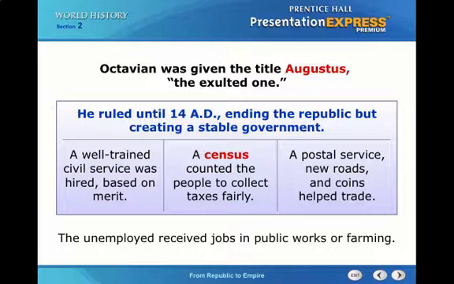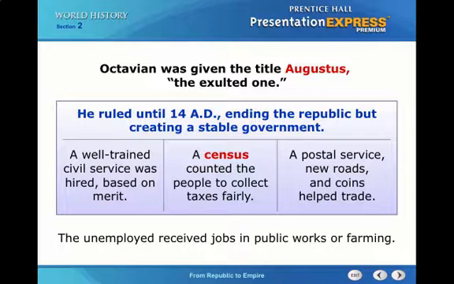And finally, after a long time, Octavian says, "Oh, you guys keep asking me. It's the least I could do." So he really kind of pushes this off to make it look like he doesn't want it. And what he does is, like Julius Caesar, he keeps a lot of things in place.